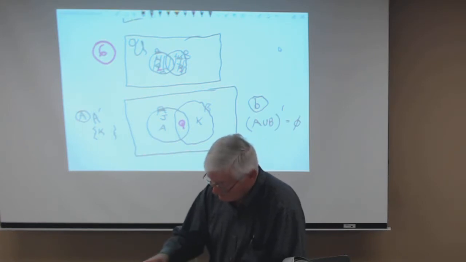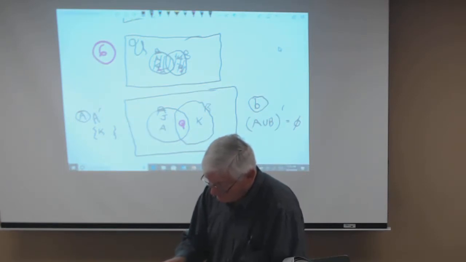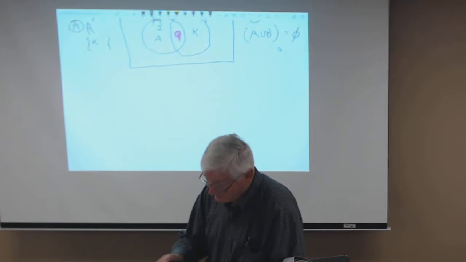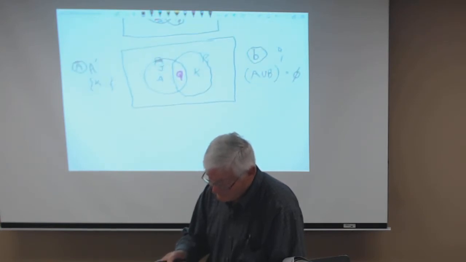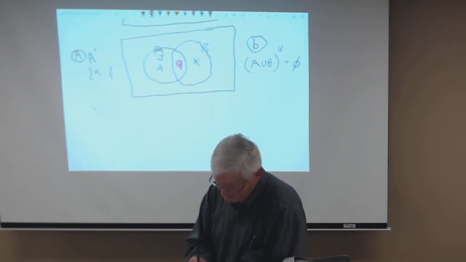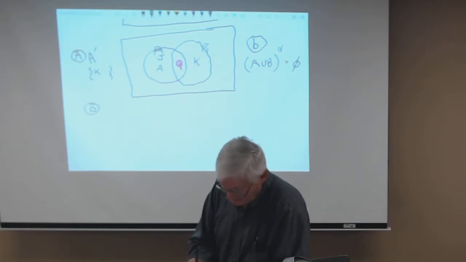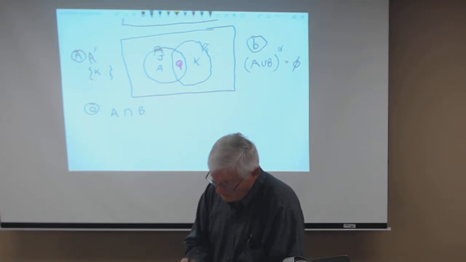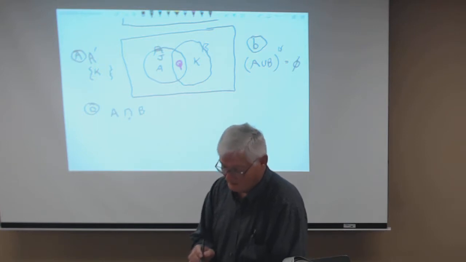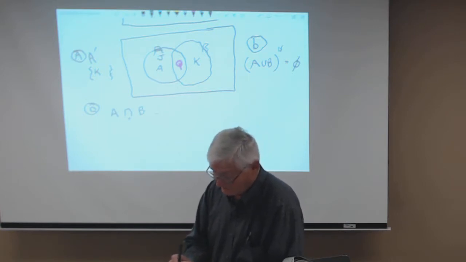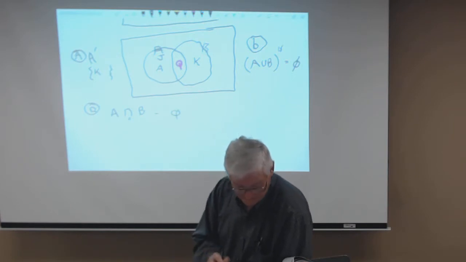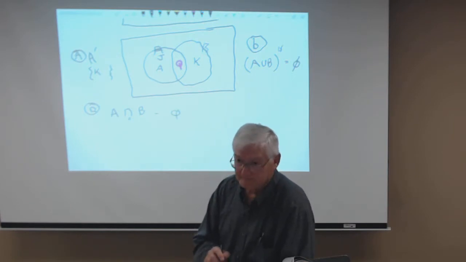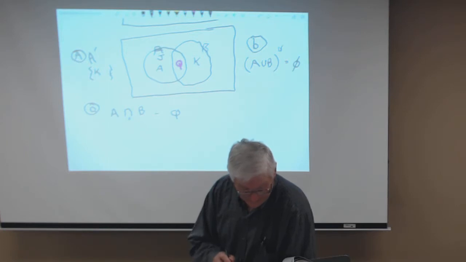C, let's move it up a little bit. Well, how come it moves sometimes and sometimes it doesn't? I don't know. C, A intersect B. Where do A and B intersect? Queen. Okay? Number 7.